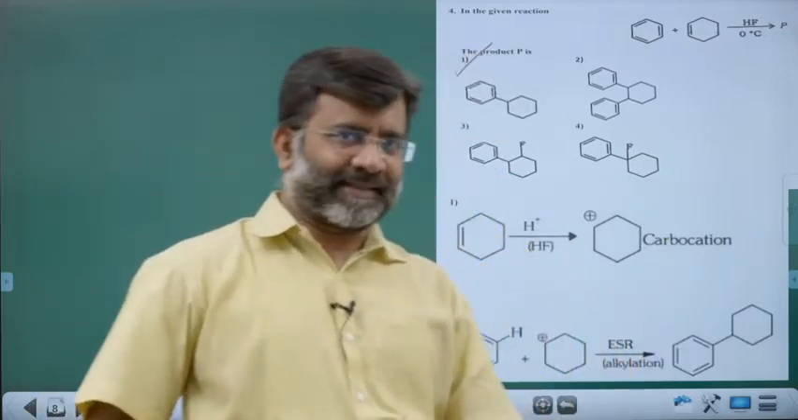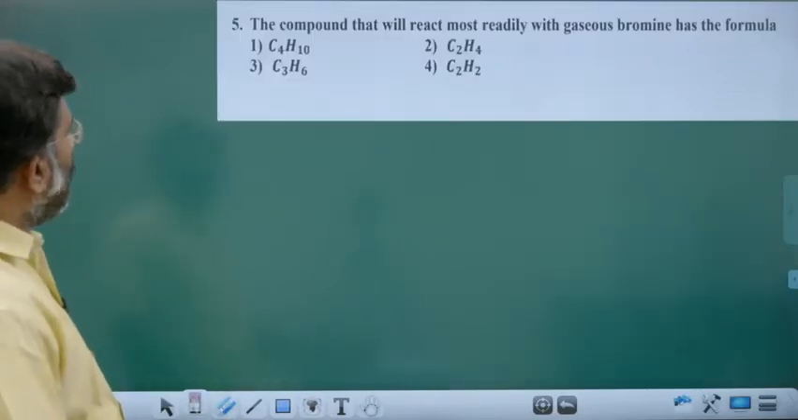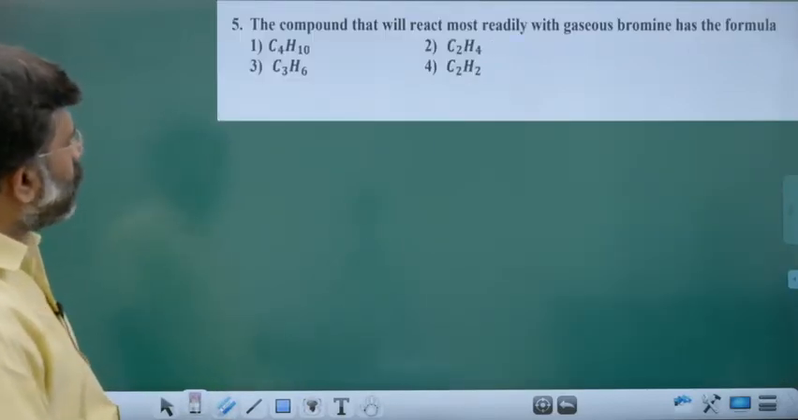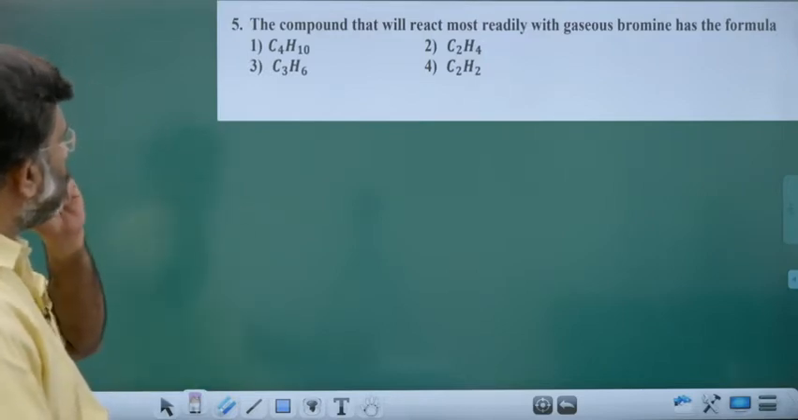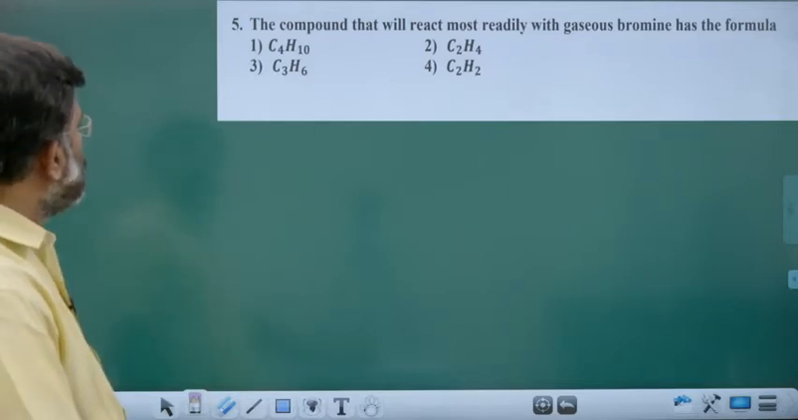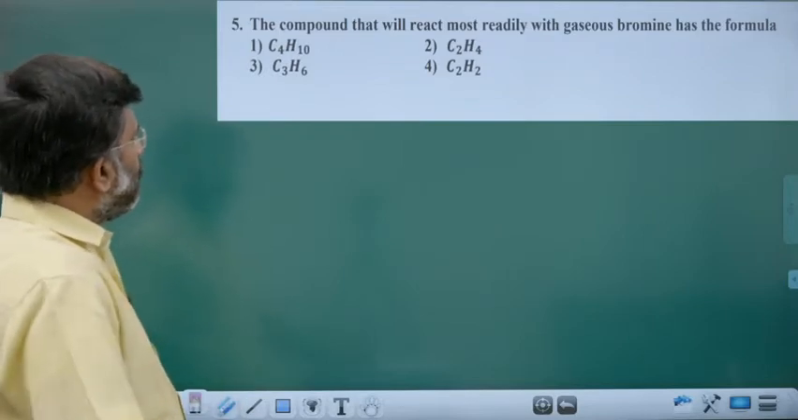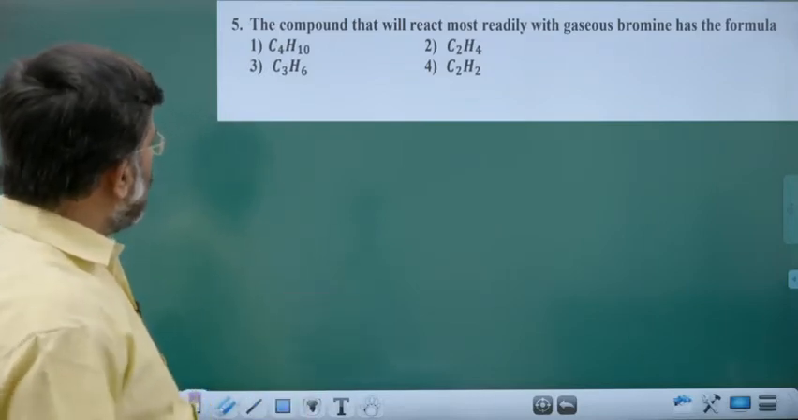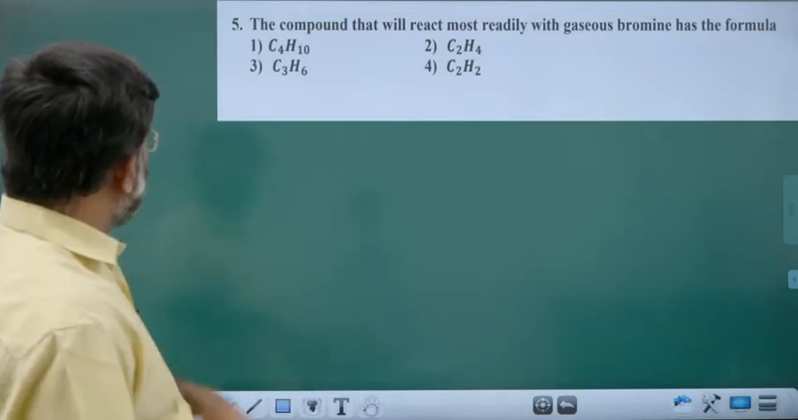Okay. Next. The compound that will react most readily with gaseous bromine has the formula... C4H10, that is an alkane. C2H4 is an alkene. C2H2 ethyne. C3H6 propene.